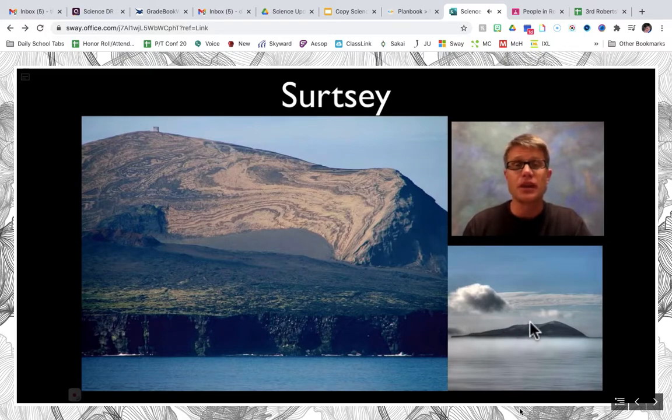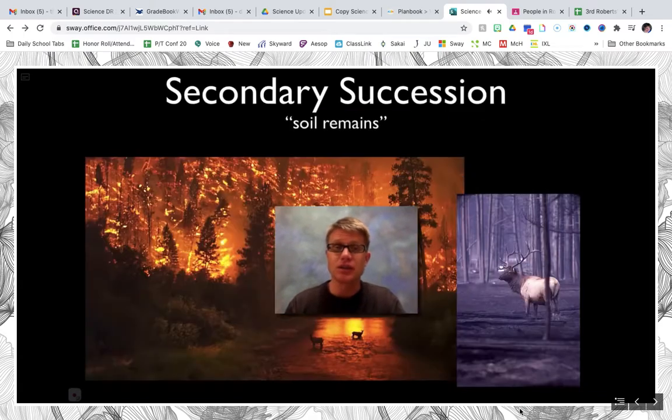And so the cool thing is they can see what species are showing up first. It didn't take long for vascular plants to show up, and you might think, how did they get there? Well, a lot of them are blown by the wind or carried by birds or float there. And so it's pretty cool, but all of that again is primary succession.